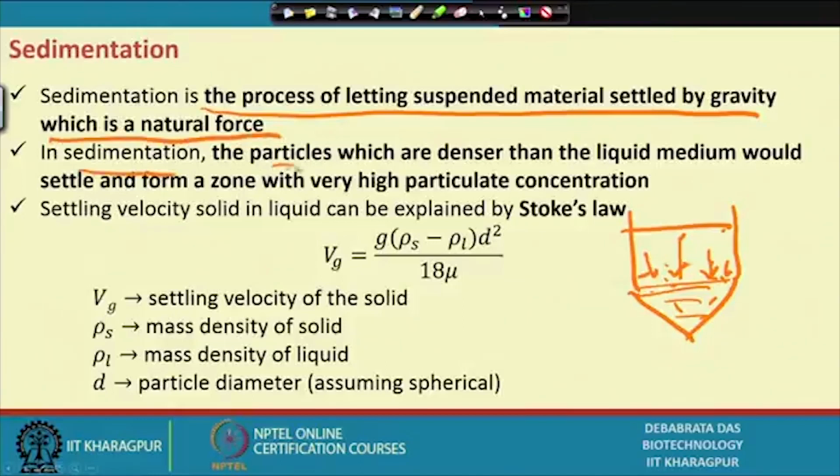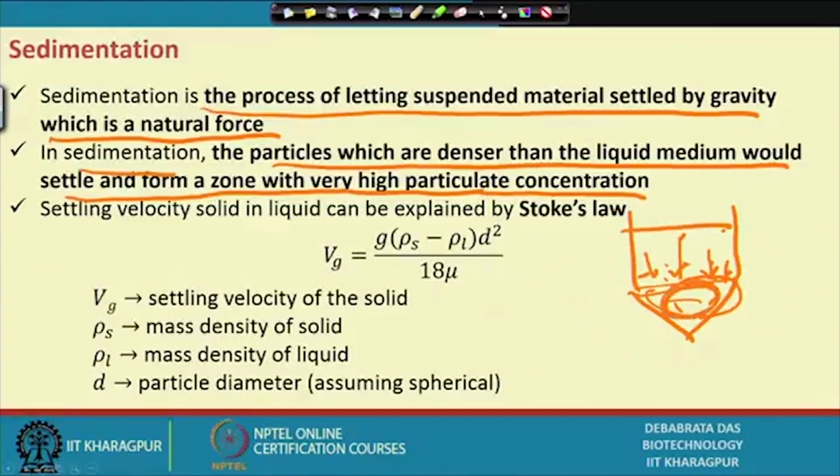In sedimentation, the particles which are denser than the liquid media would settle and form a zone of very high particle concentration. So here the concentration of the particles will be very high as compared to this. And we use Stokes law for explaining the settling velocity of the particle. g is the acceleration due to gravity, rho s is the density of the solid, rho l is the density of the liquid, d is the diameter of the particle, and mu is the viscosity.